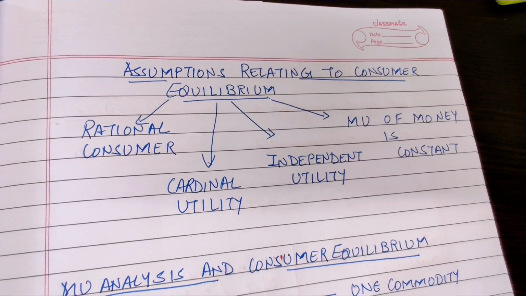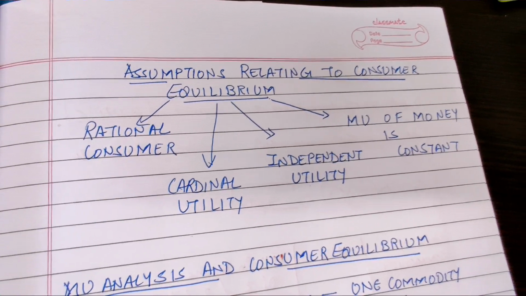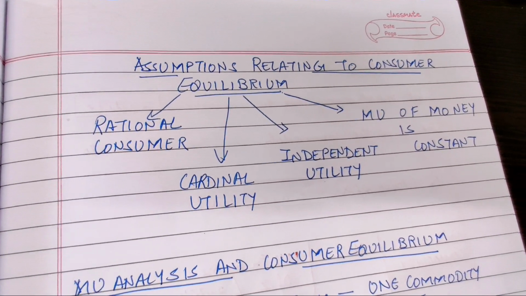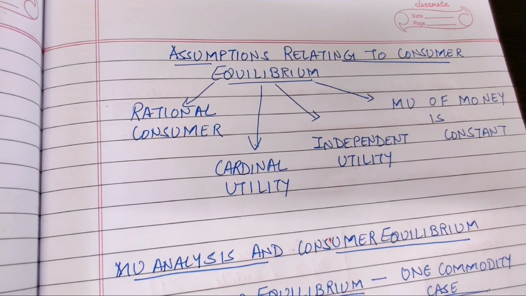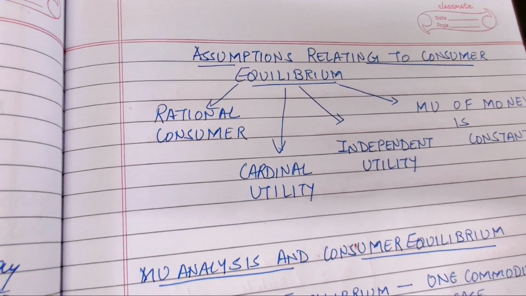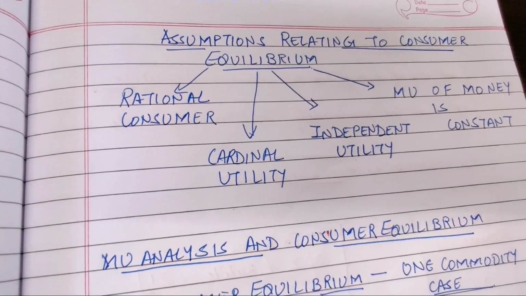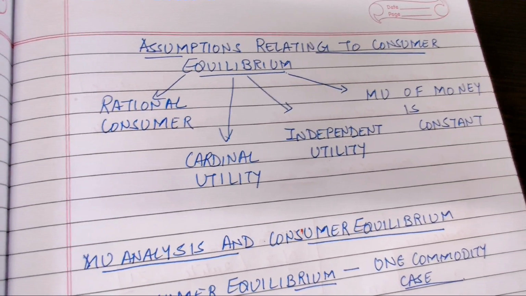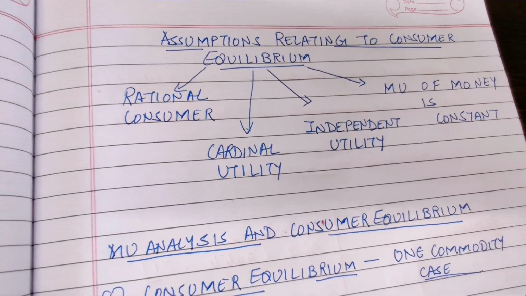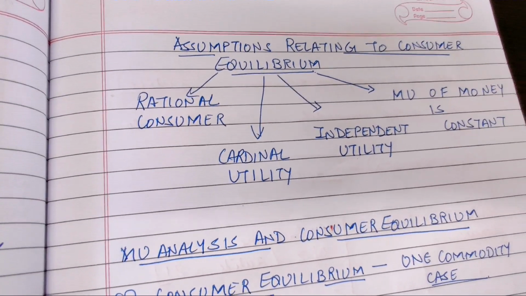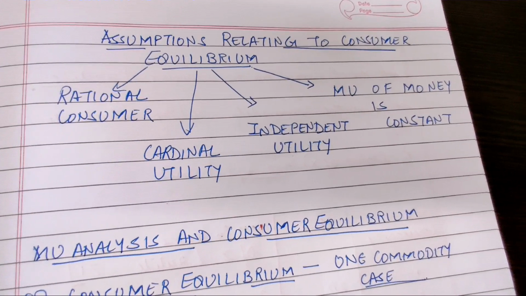The first assumption relating to consumer equilibrium is a rational consumer. A rational consumer is assumed to be a person who wants to get maximum satisfaction out of the given income which he acquires. Here we assume that the consumer is rational enough.